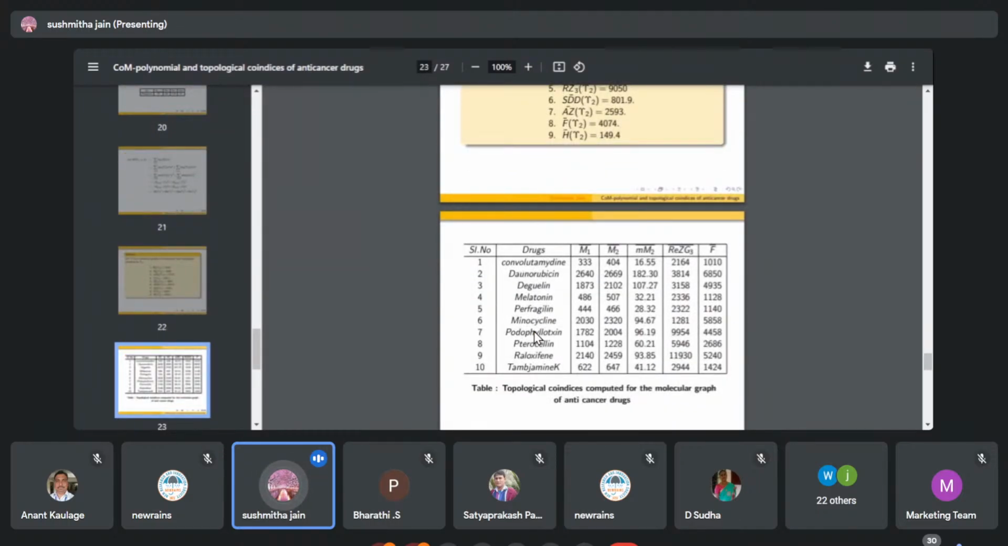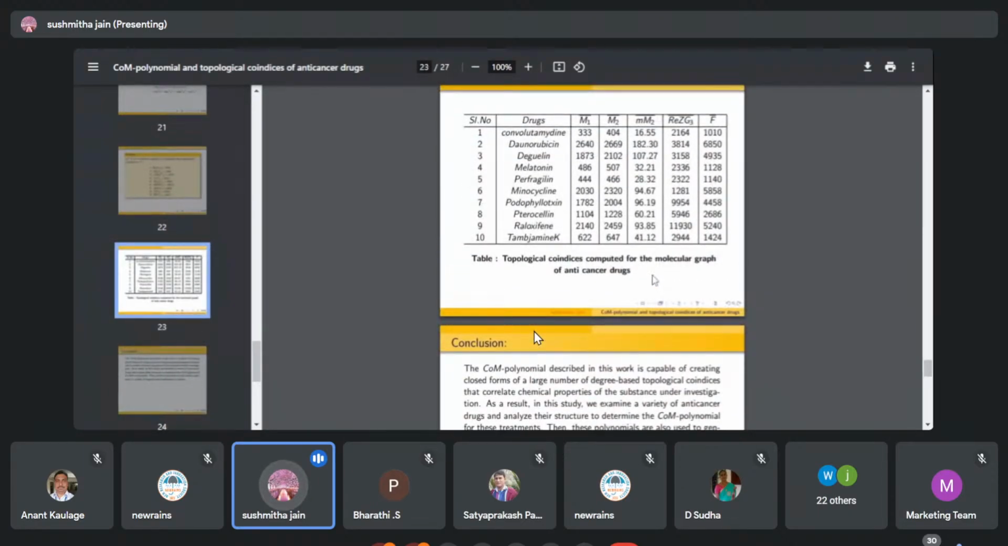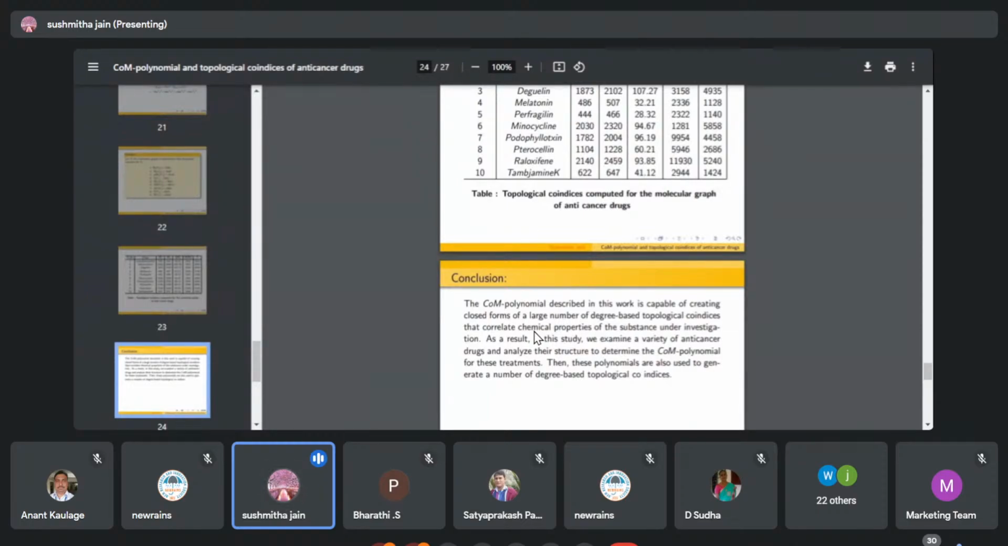This is the summary of the anti-cancer drugs and their topological indices: M1, first and second Zagreb, modified Zagreb, redefined and F index. These are the comparison tables of some molecular drugs. The co-M polynomial as described in this work is capable of creating closed forms of a large number of degree-based topological coindices that correlate chemical properties with the substance under investigation. As a result, in the study, we examine a variety of anti-cancer drugs and analyze their structure to determine the co-M polynomial for this treatment. Then these polynomials are also used to generate a number of degree-based topological indices.